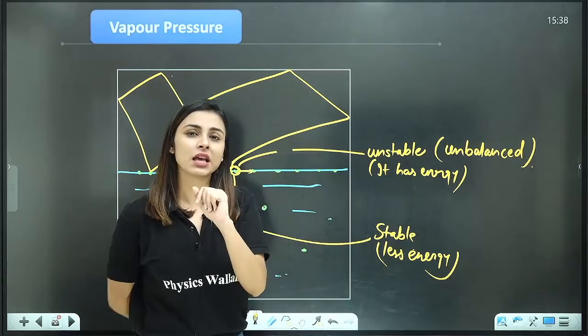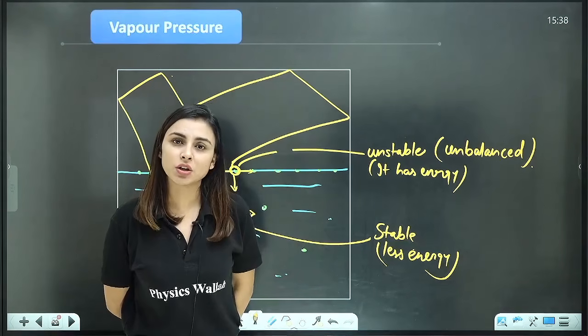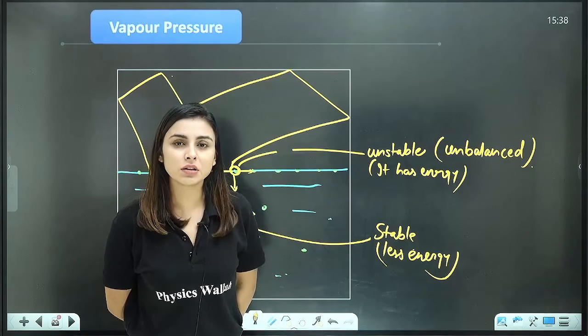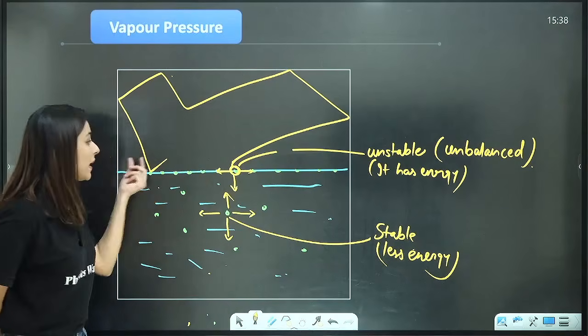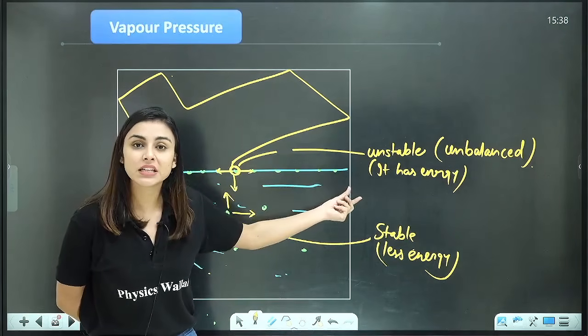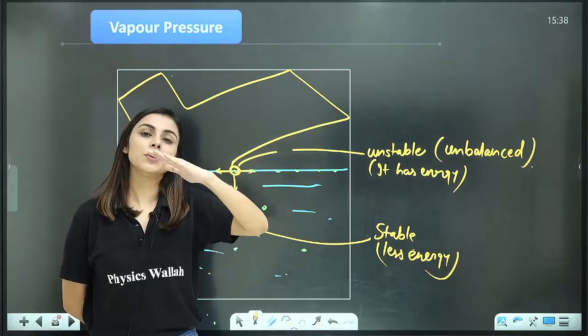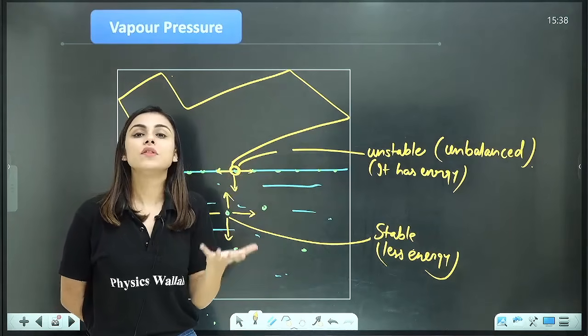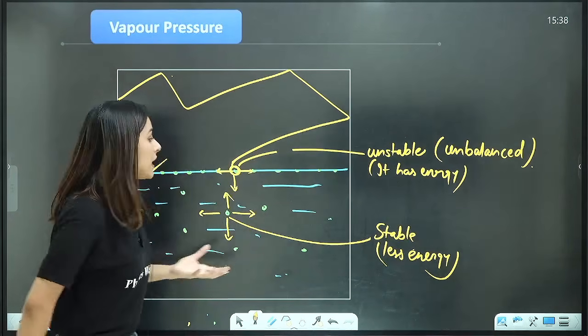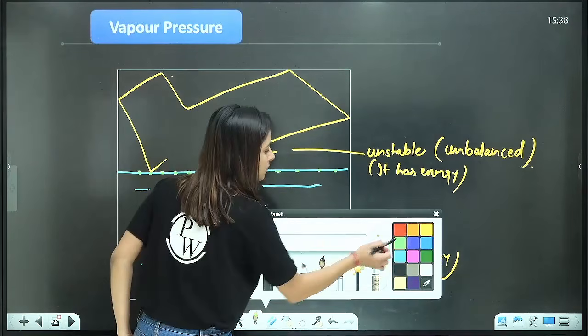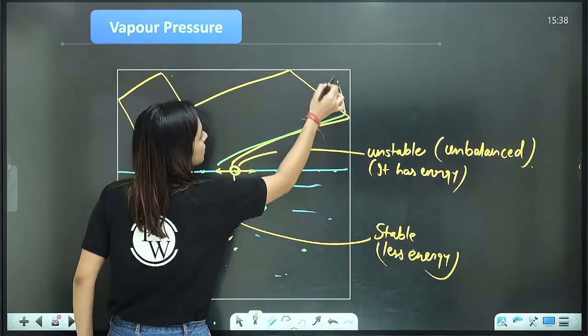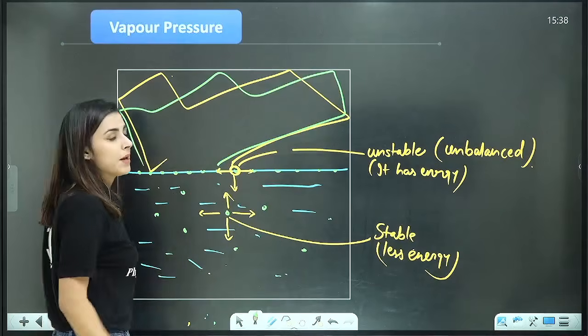Now my question is, will only one particle exert pressure? Will only one particle leave the surface? No, all these particles can leave the surface, right? So at some particular temperature, many of the particles leave the liquid, and what do they do? They strike the surface like this and exert some pressure.